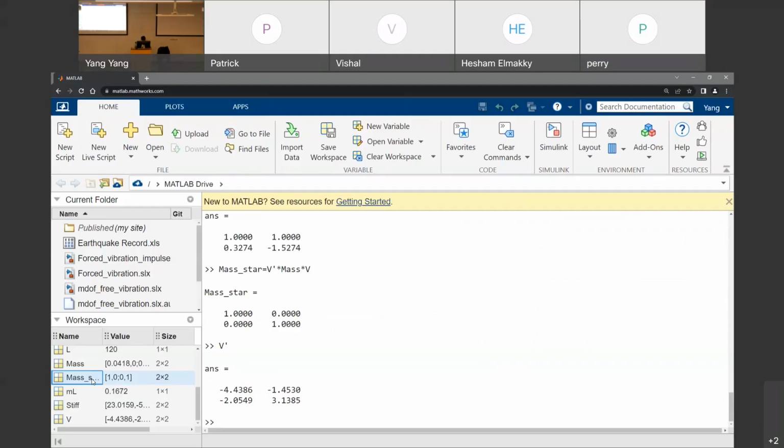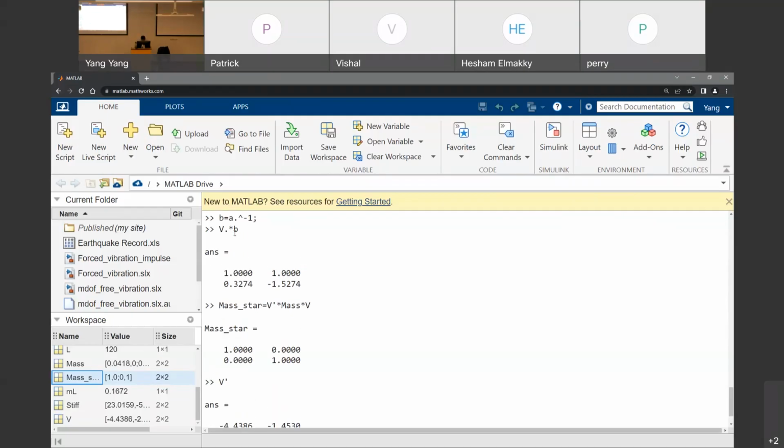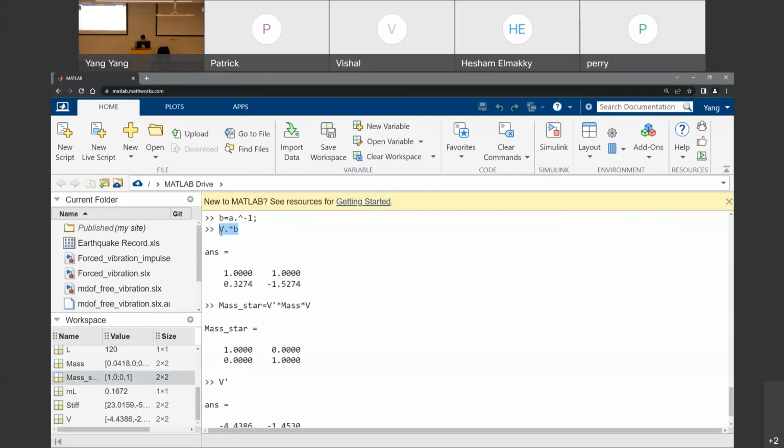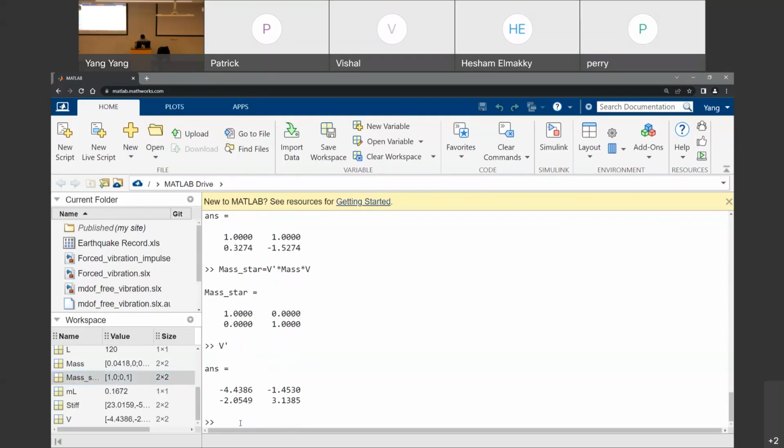Normalized and non-normalized did not affect our result here. Now let me try to use the normalized one. Probably we need to use the normalized. We use the norm equal to the norm, mass star.